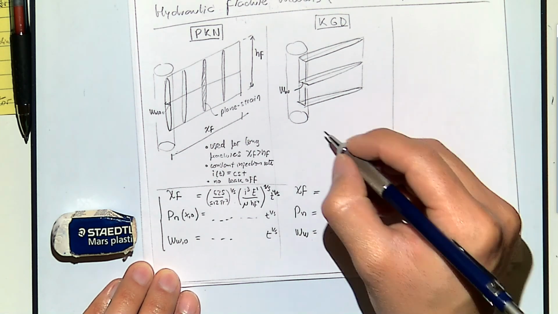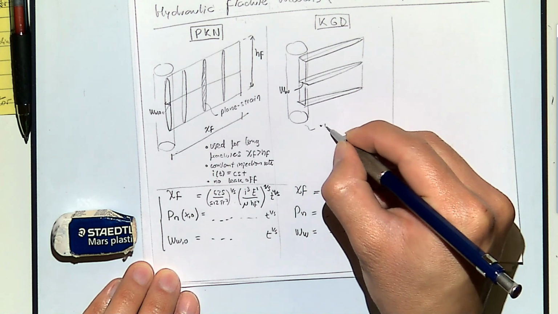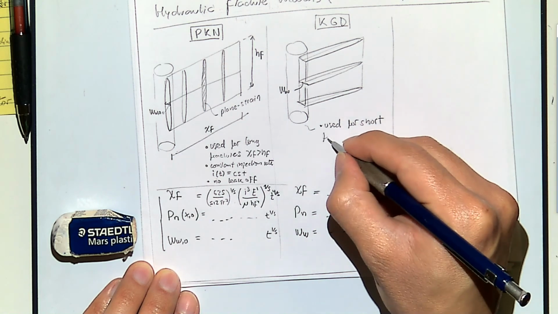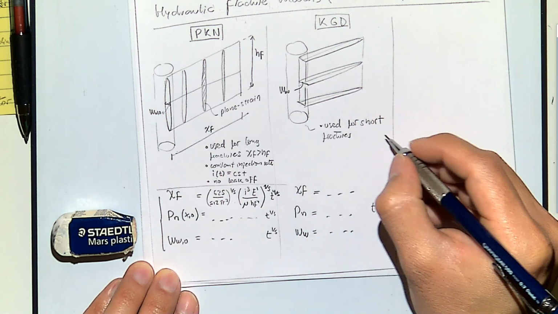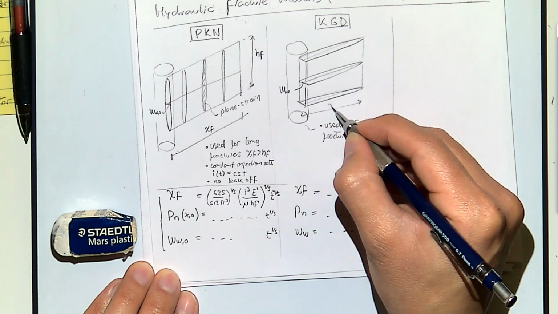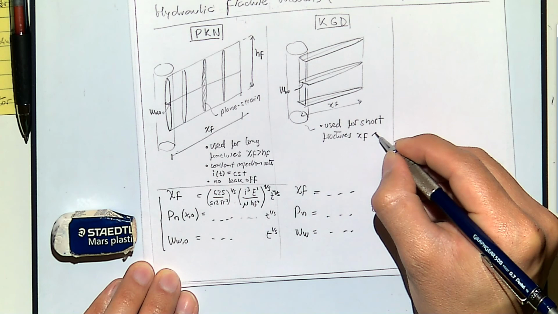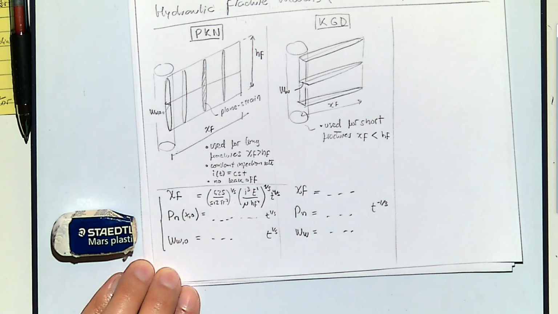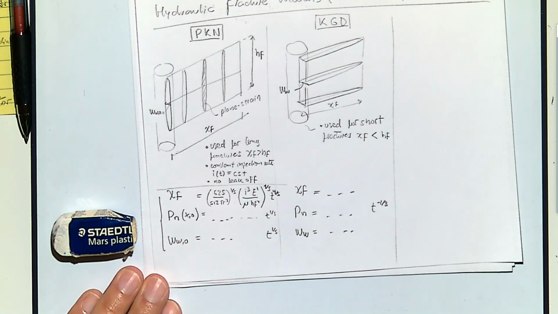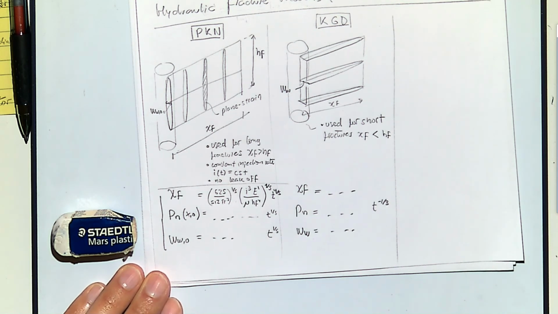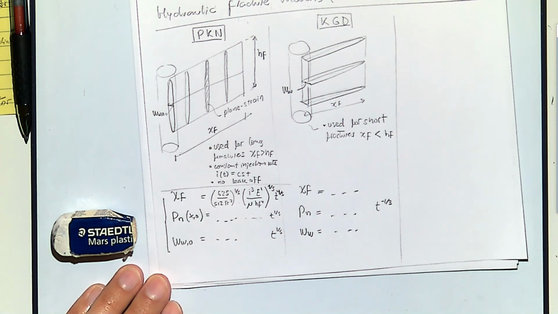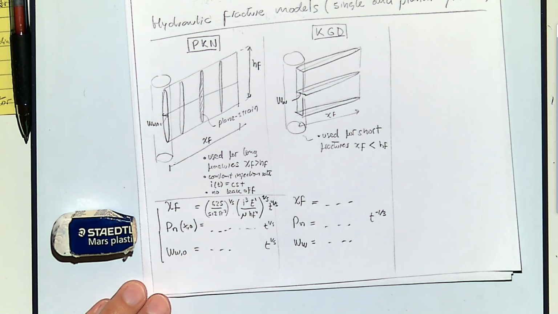And because of this, the model is used for relatively short fractures, where the fracture half length is smaller than the fracture height. And that could be useful for applications in which you need very short fractures, for example, frac pack completions, or when you're trying to model a leak-off test with a relatively short fracture, this model is also useful for that.